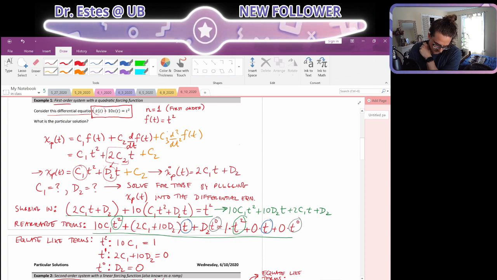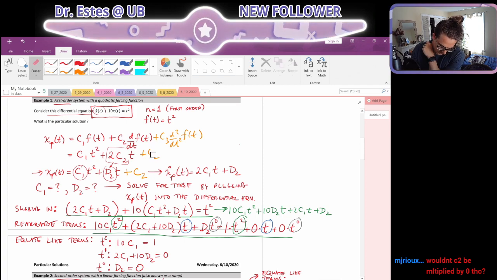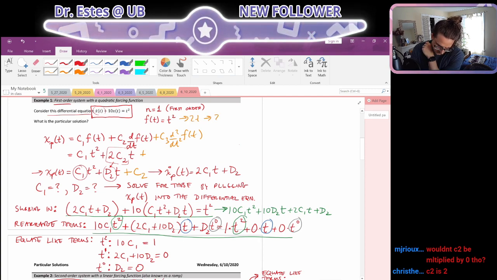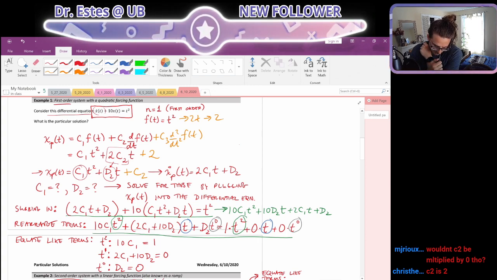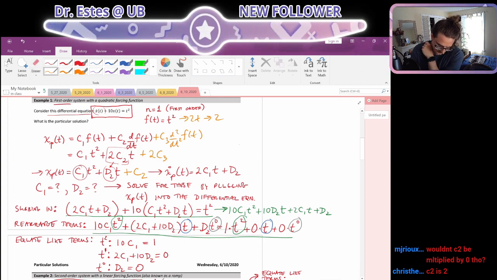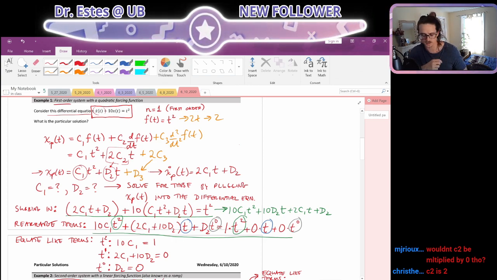C1 t squared, 2t, that's definitely the derivative, C2. Oh, wait. Oh, but if I take another derivative, it's just 2. That's not a coefficient. Oh, but it's 2 times C3, and we'll call that D3. C2 is 2.